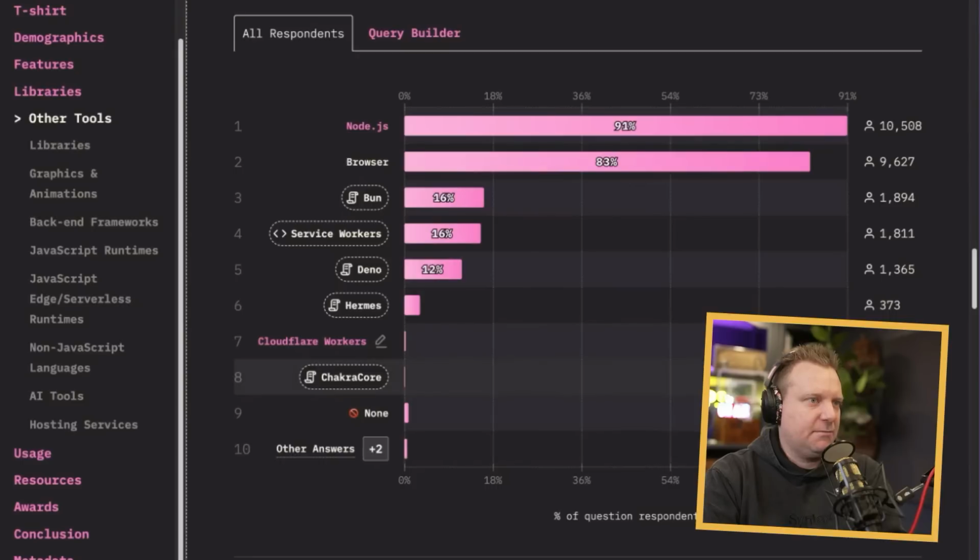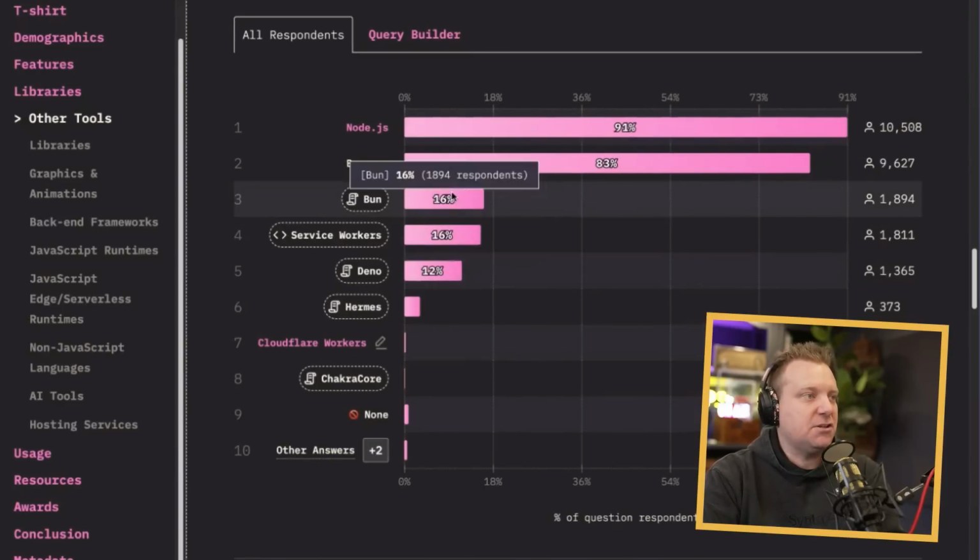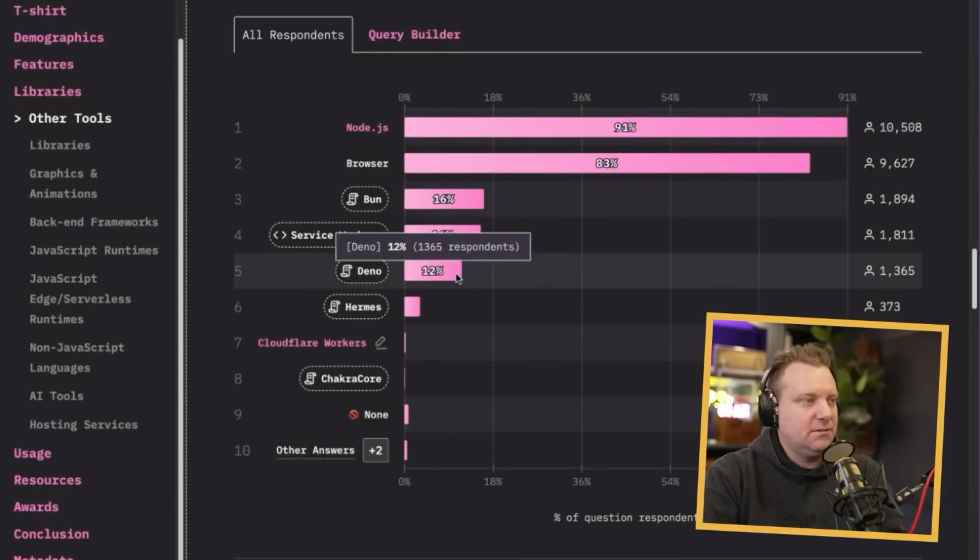Hilarious enough that 98 people responded that they used no runtime, which, I don't know about that one. I'm surprised that Cloudflare Workers got a write-in, I guess. Only 30 people, but it wasn't an option. And then Bun, 16%, and Deno, 12%. So this is what I'm really interested in, is how many people are actually using these other two runtimes, Deno and Bun. That's probably more than I would have guessed, so I'm happy about that.